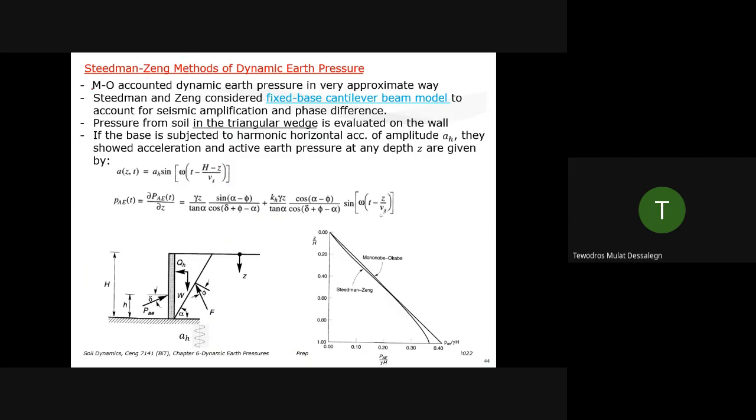So the Mononobe-Okabe accounts for dynamic earth pressure in a very approximate way. It's simpler for us to use it, but it's approximate. Steedman and Zeng considered a fixed base cantilever beam method to account for seismic amplification and phase difference. We didn't talk about seismic amplification so far. We're using a single acceleration value.